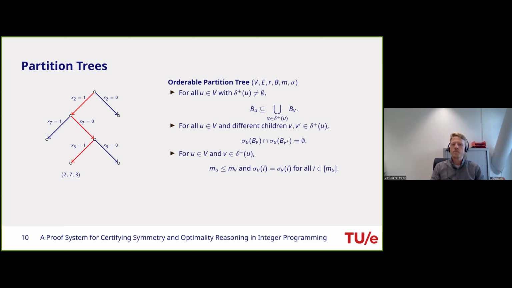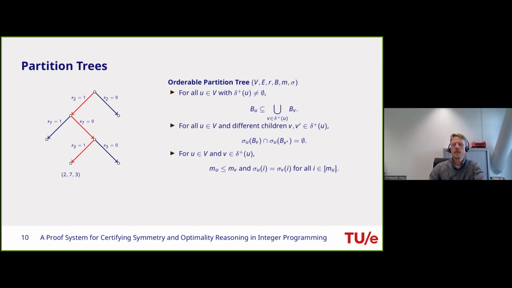Then we also need some requirements on these numbers M and on the maps sigma. We need that these M numbers grow if we go deeper down the tree. So if you think about these branching decisions, if we have a lexicographic order which is based on the branching decisions, then we must not forget something that we have done in the past. So the lexicographic orders that we grow along such a path, they indeed need to grow. So we are not allowed to remove information.